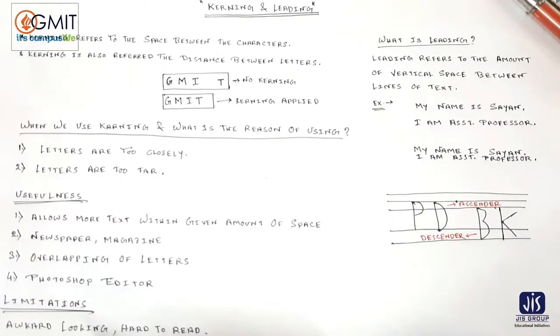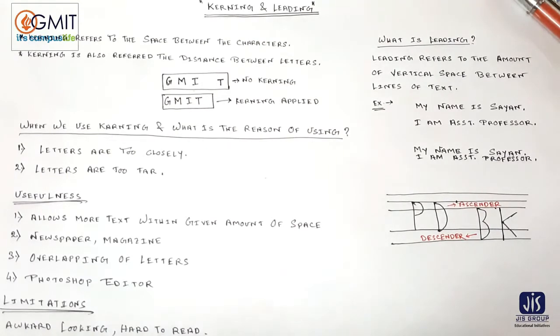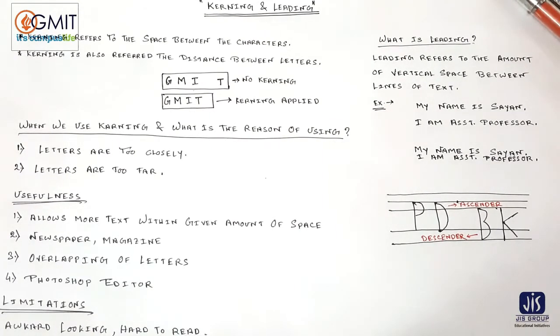And the last point, that is Photoshop editor. I will give you this example at the last. I will provide you a video I have promised you. There is also a good example of Photoshop editor where we can use kerning to correct the spacing between the characters or letters. And what are the limitations of kerning?